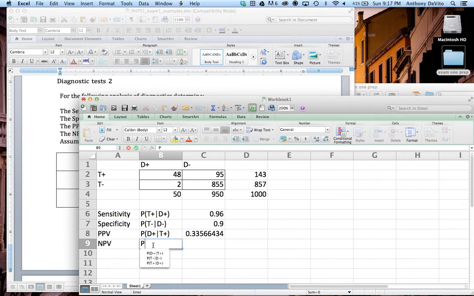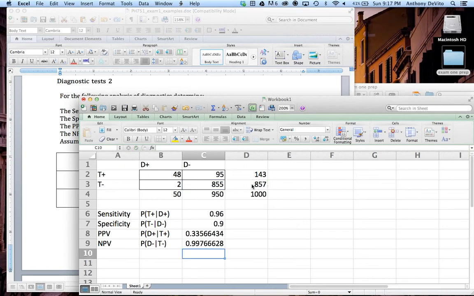Negative predictive value is the probability that you don't have the disease given that you've tested negative. Okay, and what's that going to be? Well, 857 is the total number of negative tests. The number of people that don't have the disease that actually correctly tested negative is 855. So this is 855 divided by 857. So that's almost 99.8% of the time. If you test negative, you don't have the disease. Okay, so that's a pretty good outcome there, right?